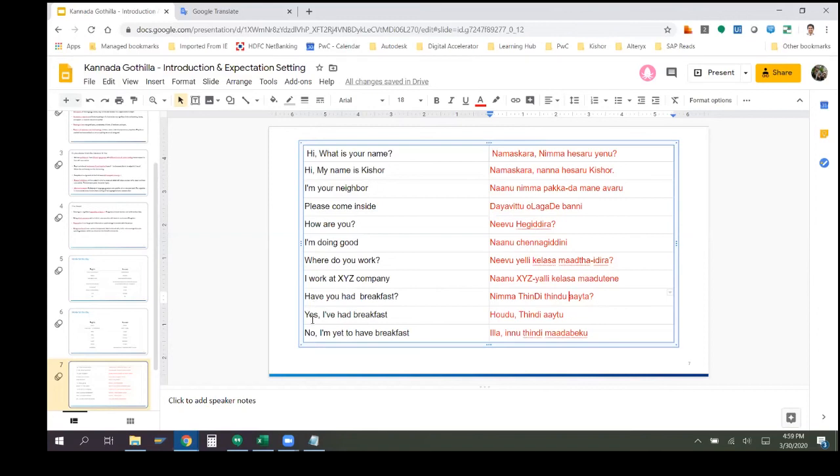Okay, all right, so again, now yes, I've had breakfast. The word yes is howdu. Howdu Tindi Aitu. Now, can somebody tell me what this means, word to word or an informal translation? Breakfast is done. Yes. Then if I want to say I'm done eating breakfast, what would I add here? Tindu aitu. Right. So I would say I'm done eating my breakfast.